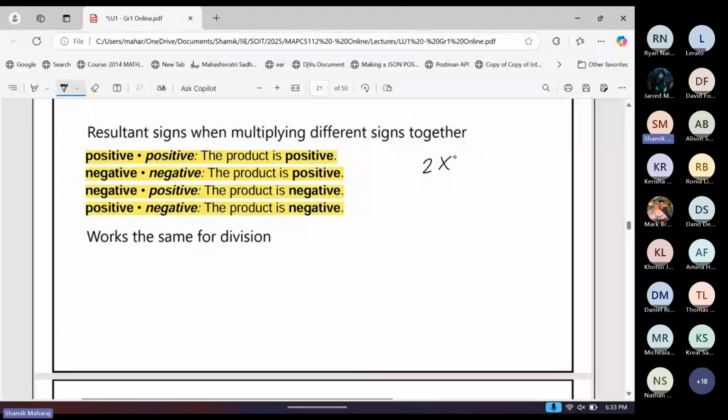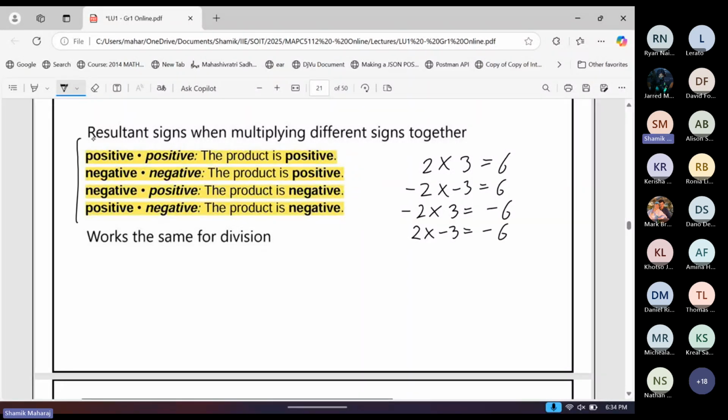So 2 times 2, let me not use the same numbers. 2 times 3 gives us 6. If I take a negative and a negative, you get a positive. So negative 2 times negative 3 is 6. Again, you guys probably know all this. Negative 2 times positive 3 gives you a negative answer. And positive 2 times negative 3 gives you a negative answer.